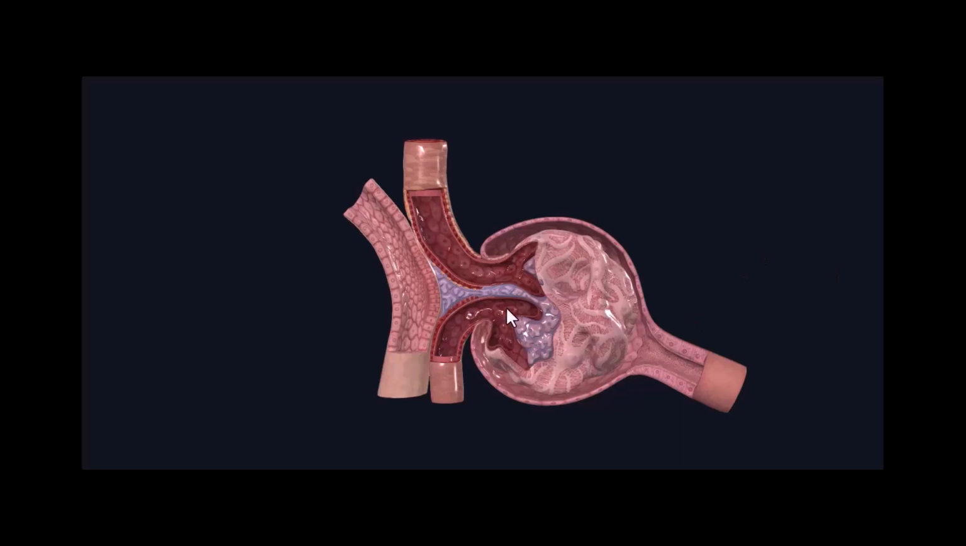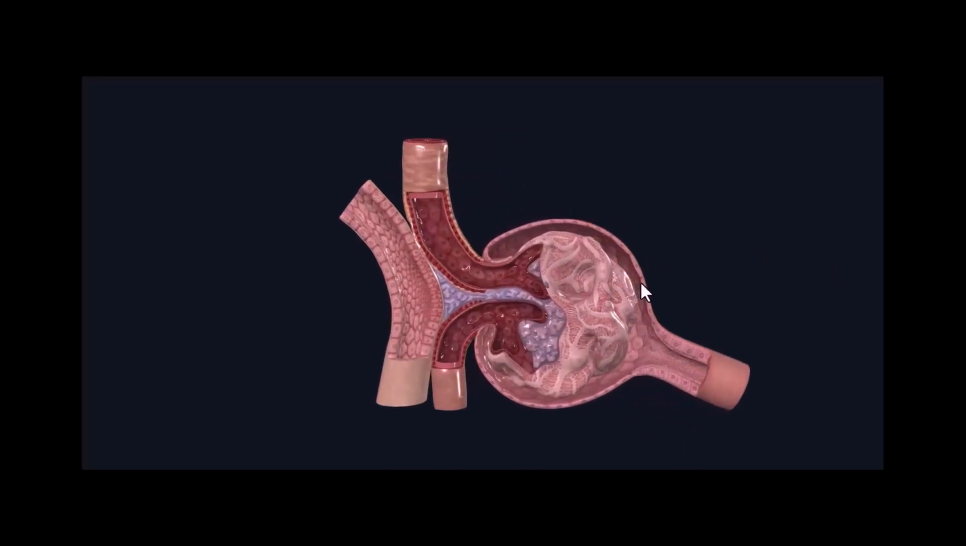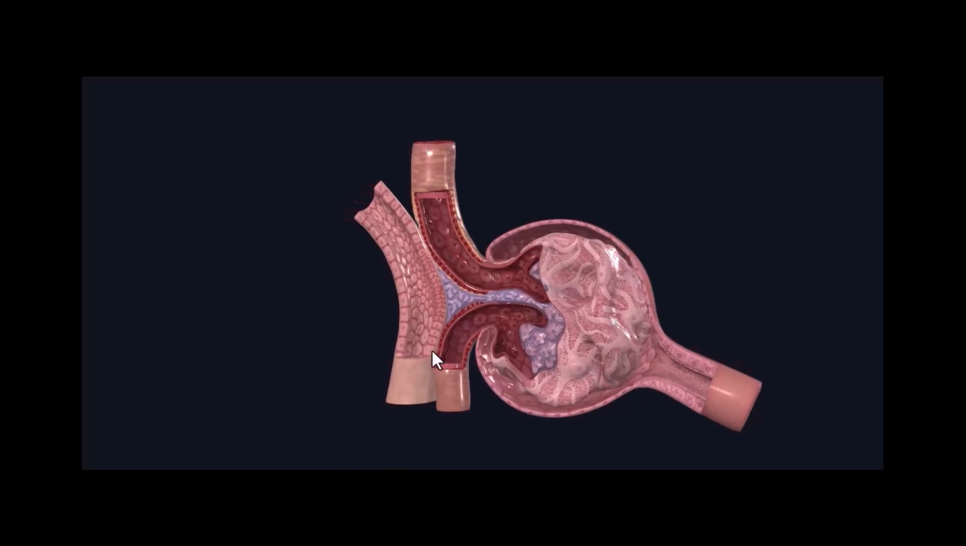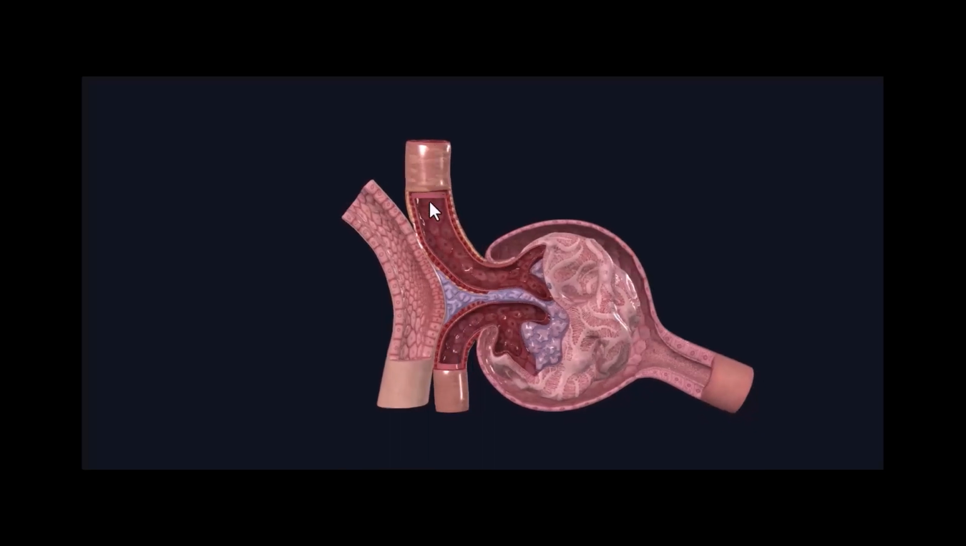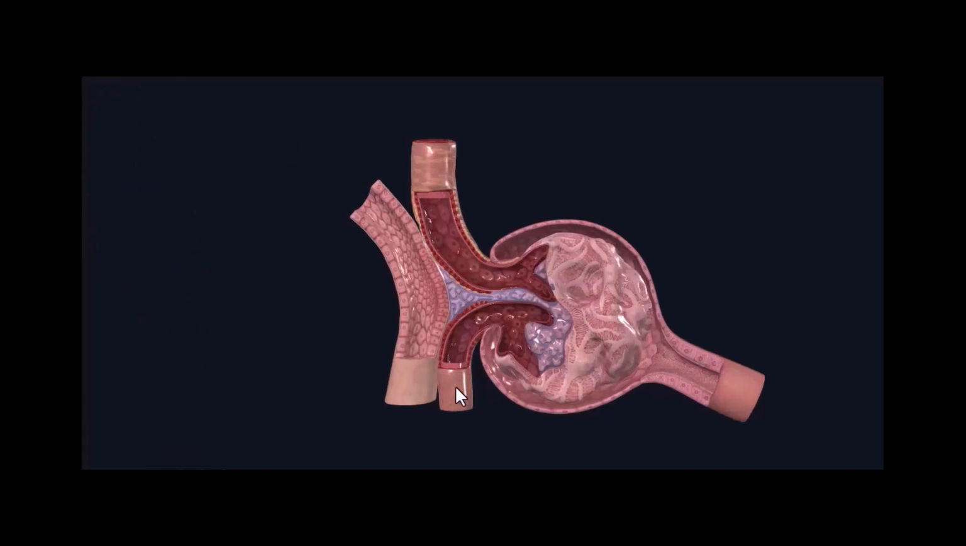This is the Bowman's capsule. Another word for it is the renal corpuscle. And connecting into the renal corpuscle are the arterioles. There are two types of arterioles. There is the entering arteriole, and then there is the arteriole that exits. The entering one is called the afferent arteriole, and this is the efferent arteriole.